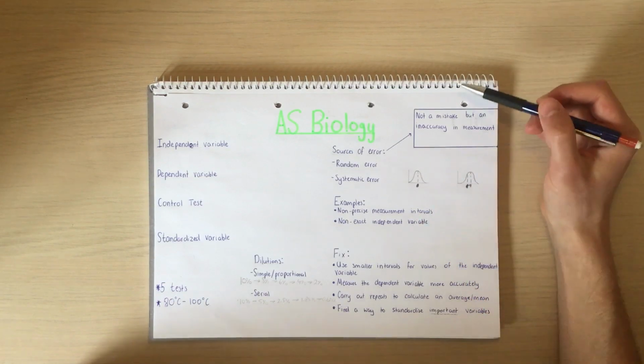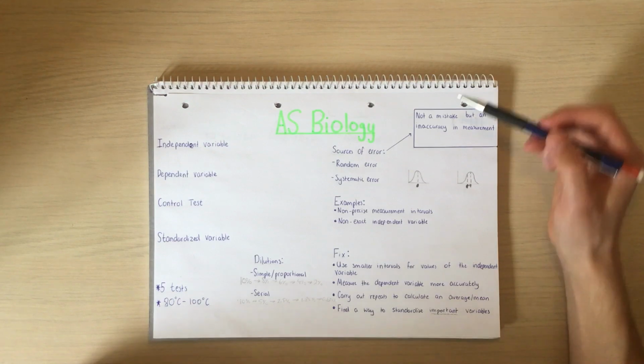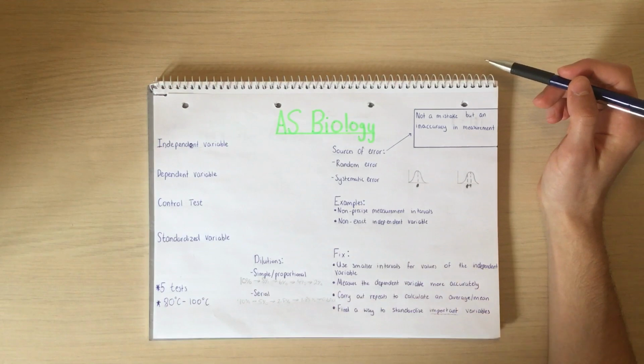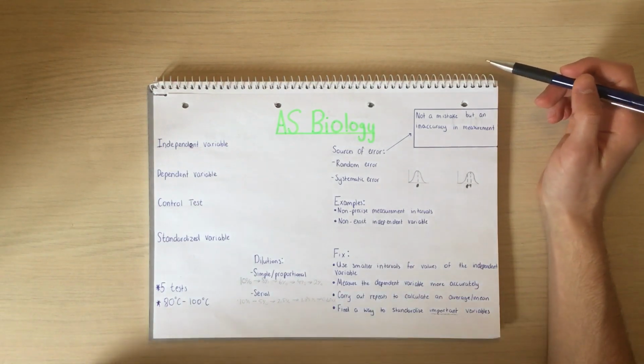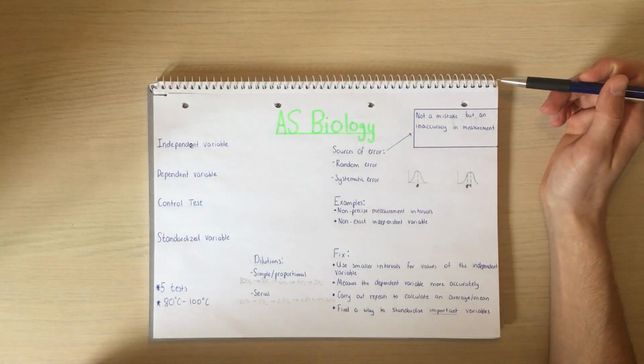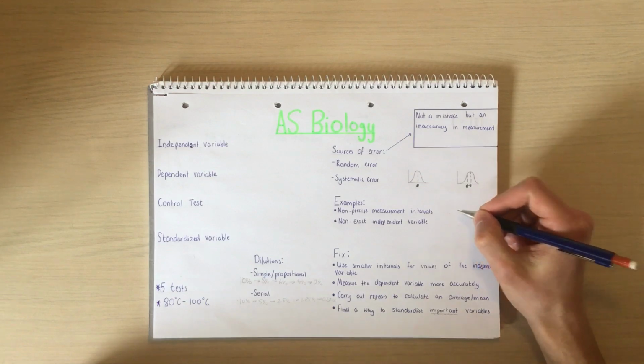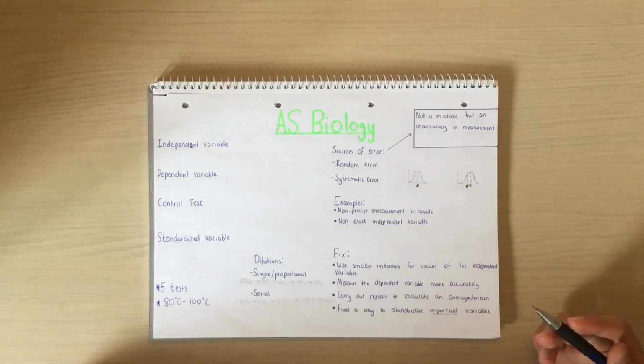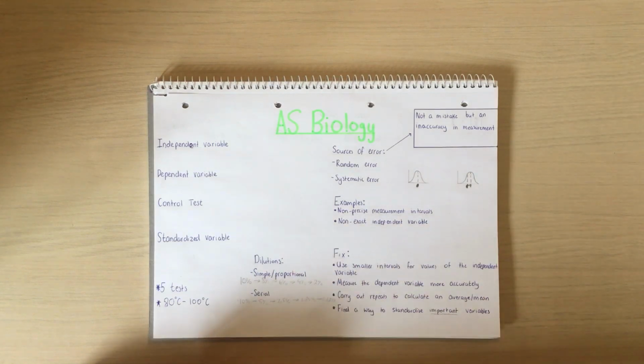Two examples of a source of error are non-precise measurement intervals. For example, we have to measure 3.6 milliliters of a solution, and our syringe only has intervals 1, 2, 3, 4. It's going to be quite difficult to exactly measure 3.6 milliliters.